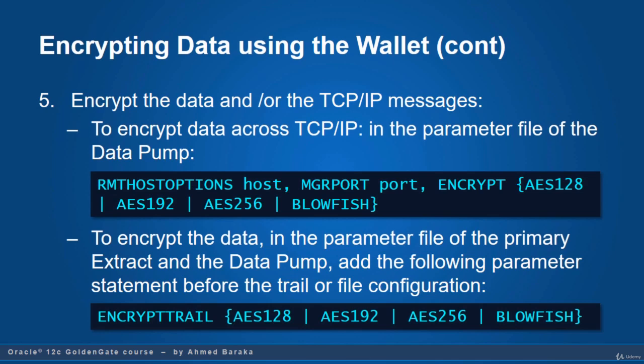To encrypt the network message, in the data pump parameter file, use the option ENCRYPT in the RMTHOST options parameter. To encrypt the data in the trail files, use the parameter ENCRYPTTRAIL in the extract parameter file. By default, the Blowfish encryption standard is used. It is highly recommended to use one of the AES standards instead, if your databases support them.